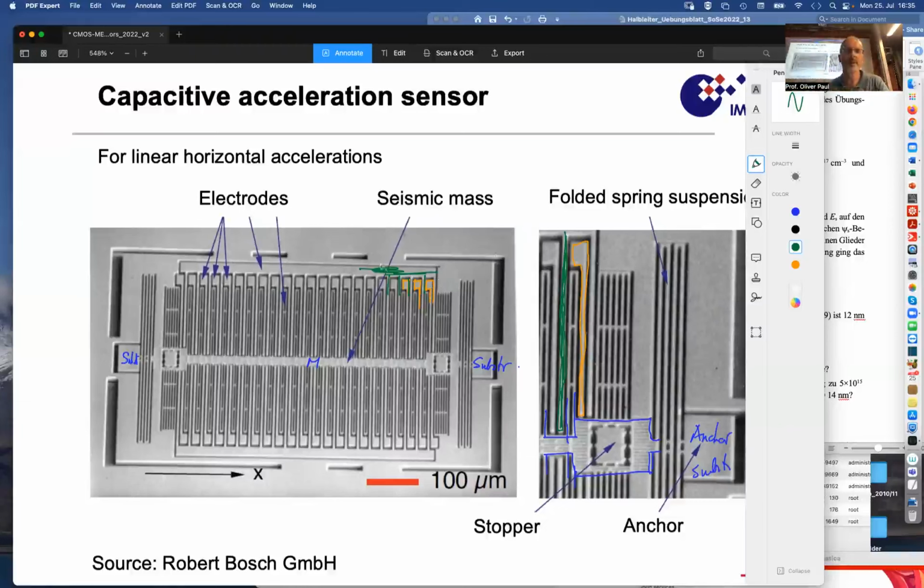All the yellow ones are at the same potential. So there is a V counter electrode 1, and then there is a V counter electrode 2. And then, of course, this object here is also at a potential, the V of the seismic mass, or the V of the electrode elements, the blue electrode elements in the middle here.